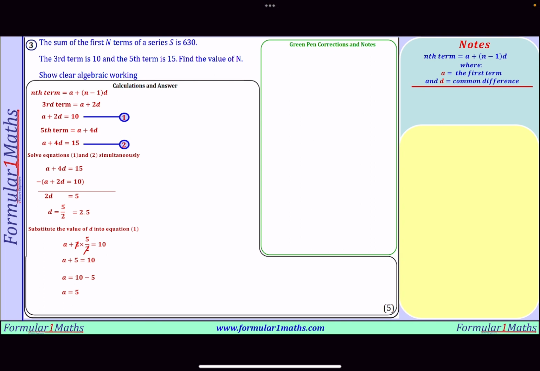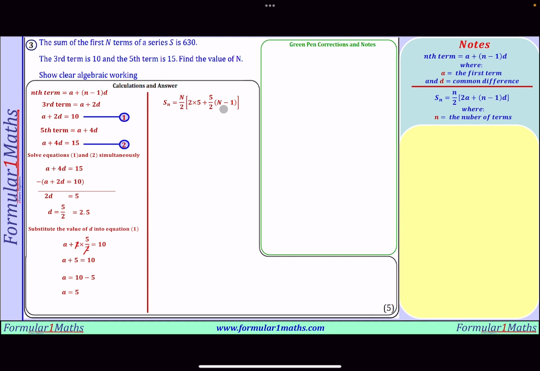So now that we know a and d, we're going to use yet another formula. This time, the sum of an arithmetic series, which is given by this formula, where again, a is the first term and d the common difference, and n is the number of terms. In our case, our n is the uppercase N here. So we can go ahead and do our substitution to find uppercase N as follows. So the a we know to be 5, and the d we know to be 5 over 2. So if we do our substitution, we get this.